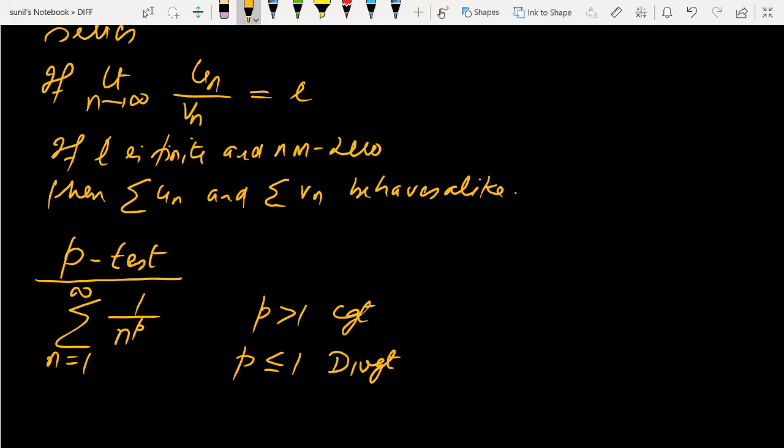So we'll make use of both tests while finding the problem's solution. We'll use both tests simultaneously so that we can establish the convergence or divergence. Now, how this test will come and where we should apply it, I'm just telling you the condition.